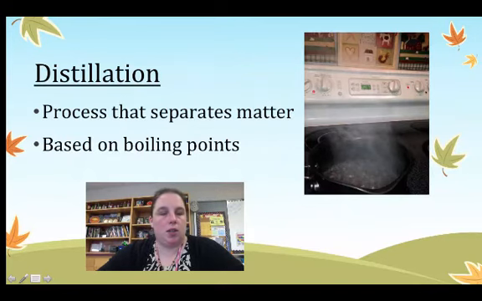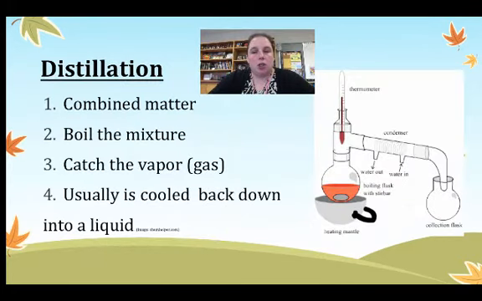What is distillation? So you're actually looking at my stove in my kitchen. And distillation is a process that separates matter based solely on its boiling point. With distillation, you start with matter that's combined, also known as a mixture. So you have to boil it. Then the thermometer here is telling you when you get to the boiling point, you catch that gas vapor, and then you cool it back down, and then you collect it. And that's what you're seeing right here.